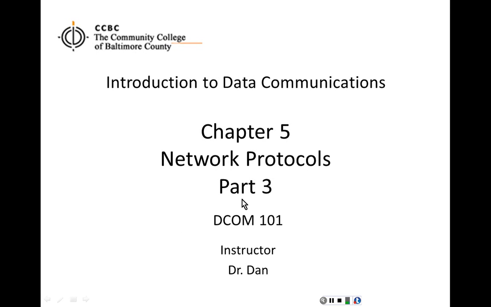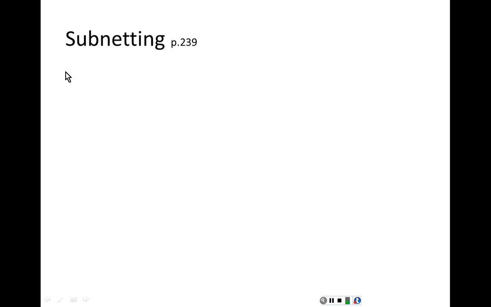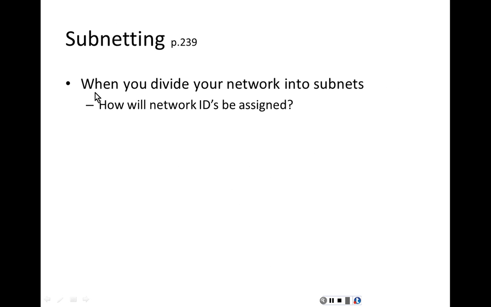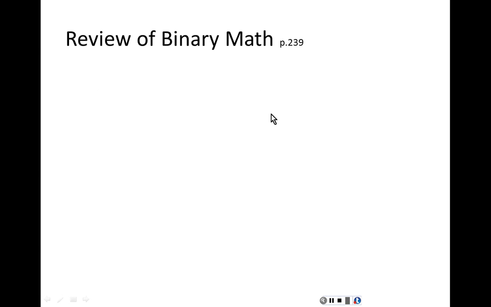Let's get started on part 3, chapter 5. In this chapter, this section is all about subnetting. Very difficult section. In subnetting, we discuss when you divide your network into multiple subnets, how will the network IDs be assigned? But before we talk about subnetting, we should do a review of binary math.